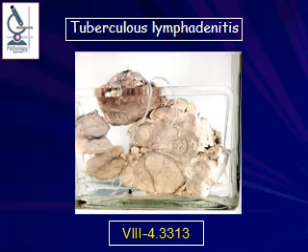How do we describe the caseous material? We say it's yellowish in color and cheesy-like. It's very characteristic to mention the cheesy-like in the description of caseous necrosis. So we have yellowish, cheesy-like necrotic material. This is the actual description of caseous necrosis.